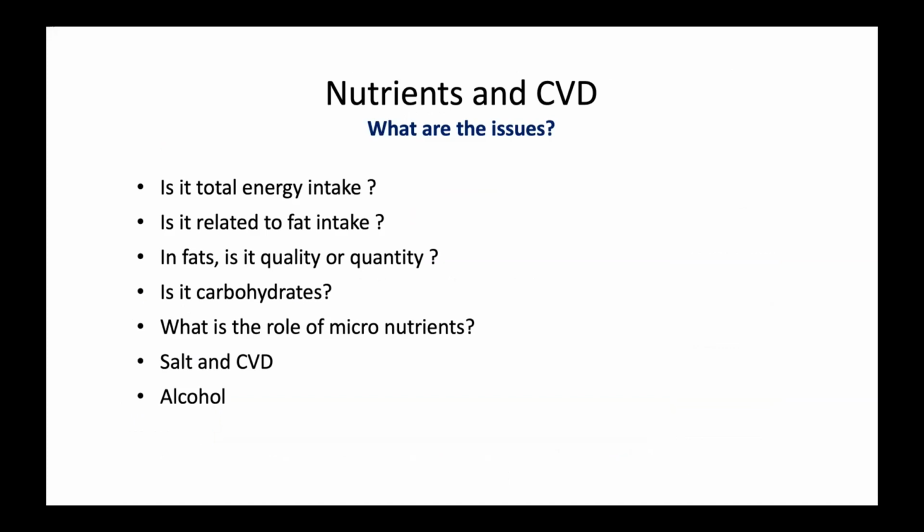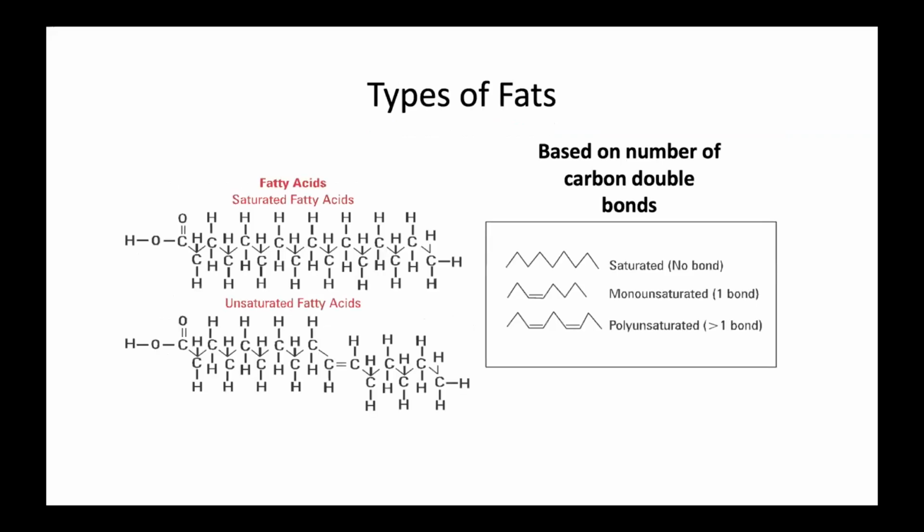Whether you should be replacing with MUFA or PUFA. And what about carbohydrate? For the Indian population, it is said that carbohydrate is the culprit for the increased cardiovascular disease burden. So what is the role of salt? And lastly, I will touch upon the role of alcohol in cardiovascular disease. So to start with, I'll talk about the fats.